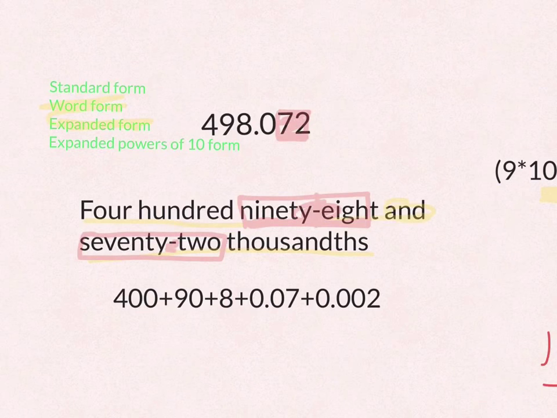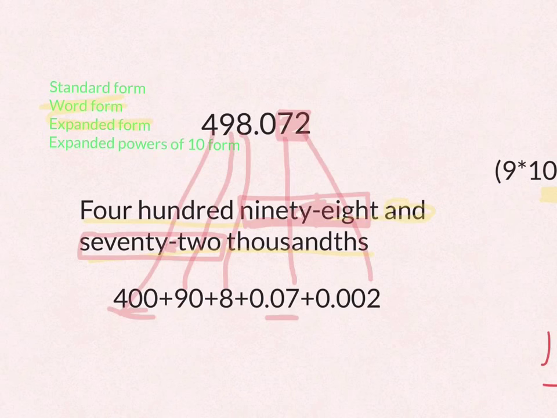And in expanded form, it should look like this. You have 400, so the 4 is worth 400, your 9 is worth 90, the 8 is just 8, and then you have the 7 over here is 7 hundredths, and the 2 is 2 thousandths. So you're just breaking up the number, expanding it, and showing what each of the digits is worth.